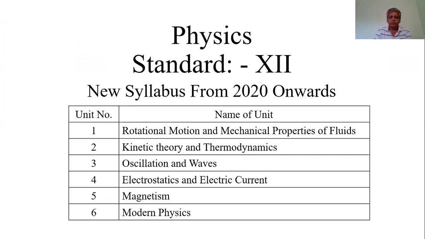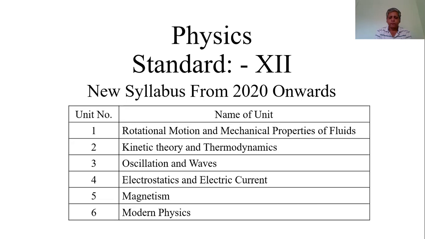The syllabus can be divided into 6 units. First unit is rotational motion and mechanical properties of fluids. Second unit is kinetic theory and thermodynamics. Third unit is oscillations and waves. Fourth unit is electrostatics and electric current. Fifth unit is magnetism, and sixth unit is modern physics.